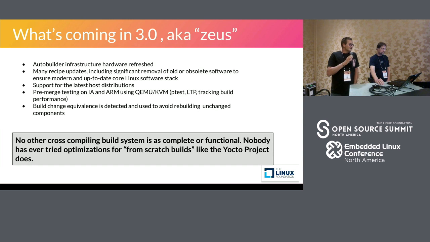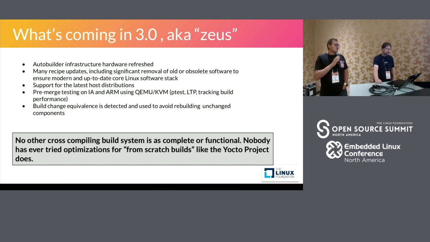We've completely refreshed the hardware infrastructure that we use. You probably know that building all the Yocto and OpenEmbedded recipes takes a significant amount of resources, so we refreshed the infrastructure. We've also completely redesigned the way we do testing, so we now have pre-testing before each merge. We run all the testing on QEMU and emulation, and on hardware like x86 and ARM, which is also new. So this is a significant release that is going to happen in the next few months.